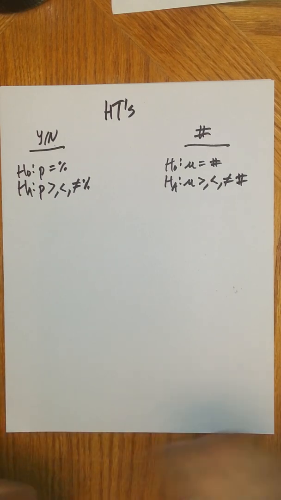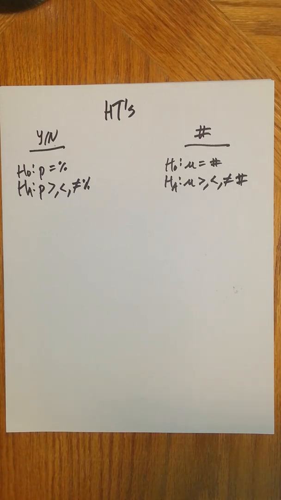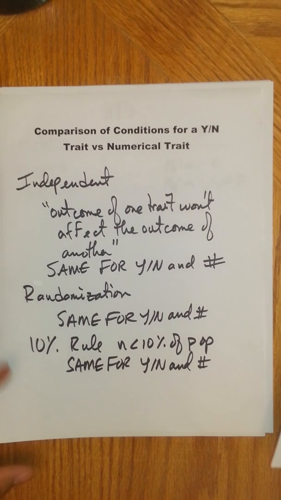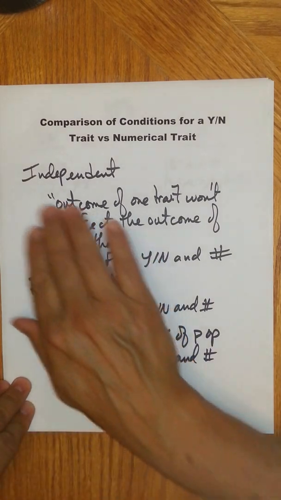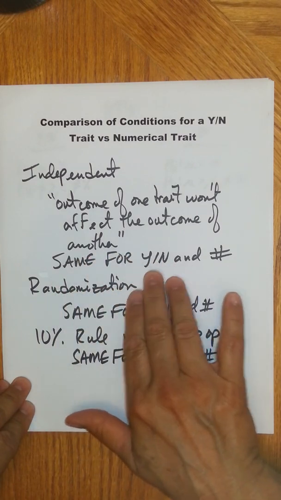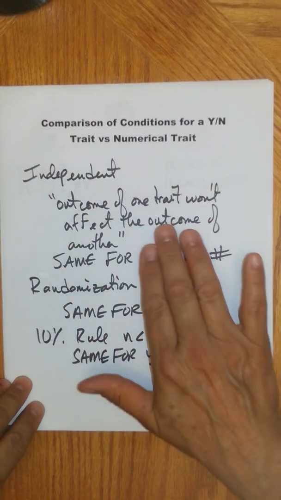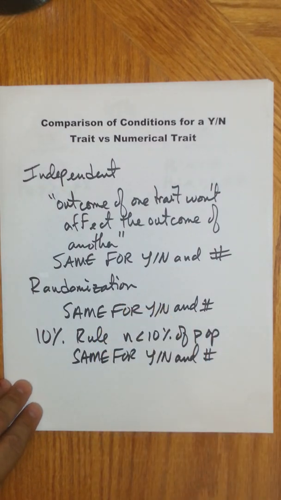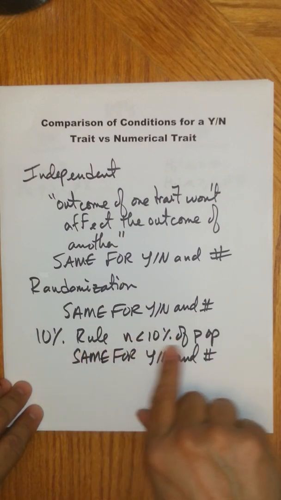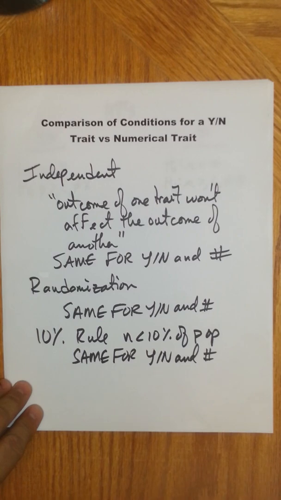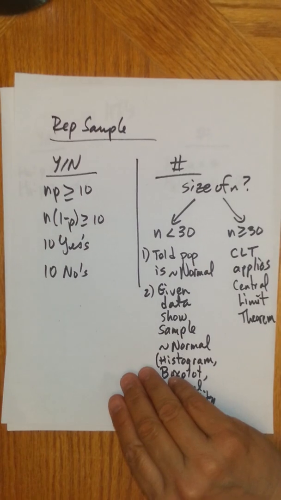Now, with conditions, there's another video that goes into this in more detail, and if you look at the comparison of the conditions for a yes-no trait versus a numerical trait, we went over this. The independence is the same for both: the outcome of one won't affect the outcome of another. Randomization, the fact that every person or object has an equal chance of being selected, is the same for both. The 10% rule, that the sample size is less than 10% of the population, is the same for both. This is where they differ.